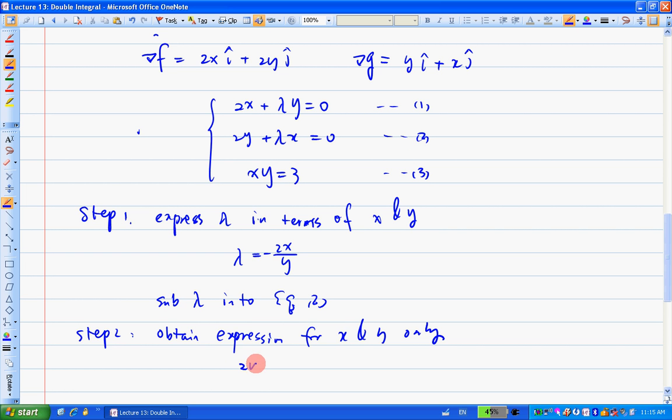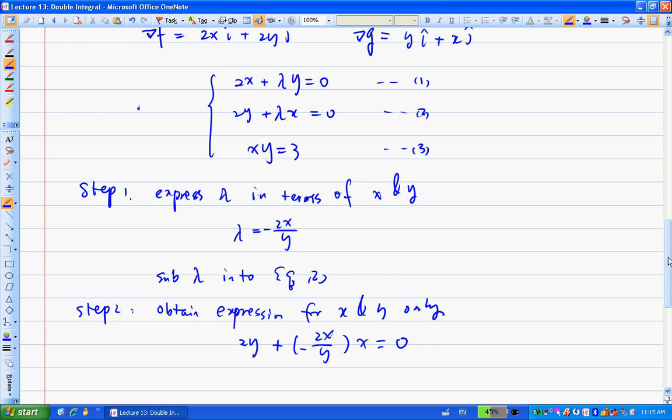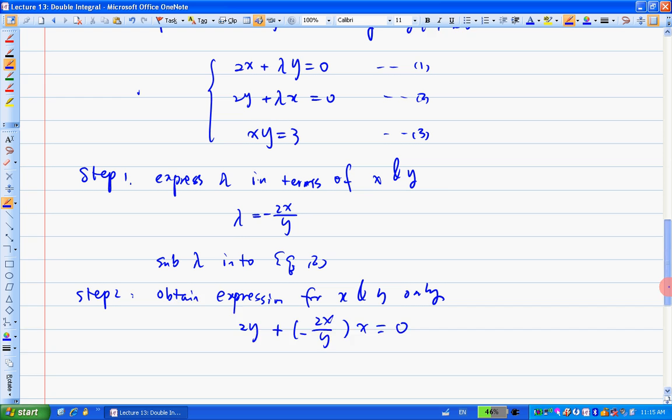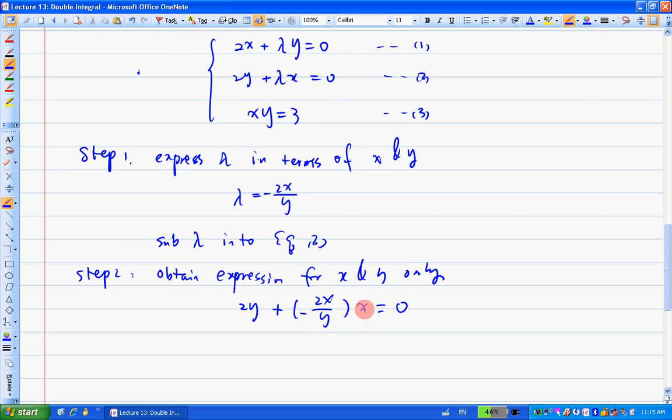So I got 2y plus, well, this is negative, but anyway, so 2x over y, this is lambda here, multiplied by x equal to 0. Okay. Any questions? All good? Yeah. So let's look at this one here, and then what happens is, this is 2x squared, right? And there's 2y plus this, so I guess I can multiply the y to both sides here, so basically I got what? 2y squared equal to 2x squared. Okay, 2y squared equal to 2x squared. So the two got canceled, right? So you end up with just x squared equal to y squared.